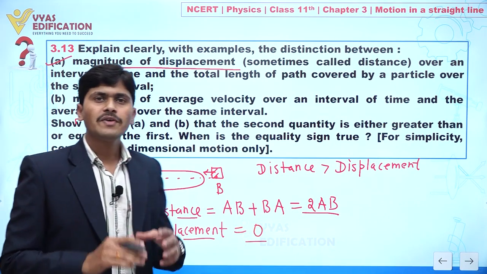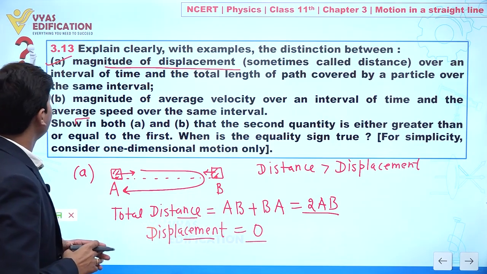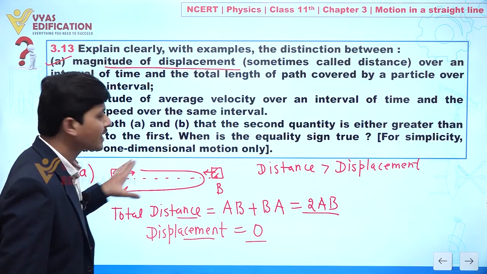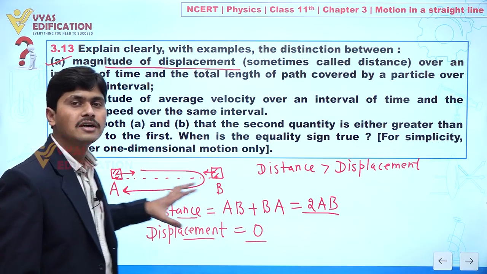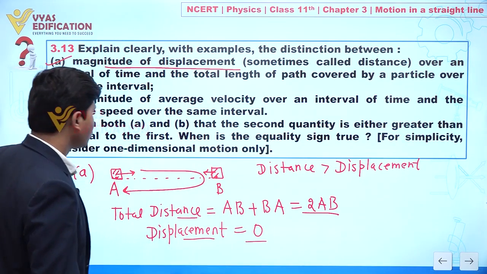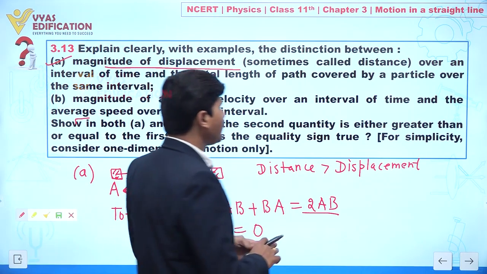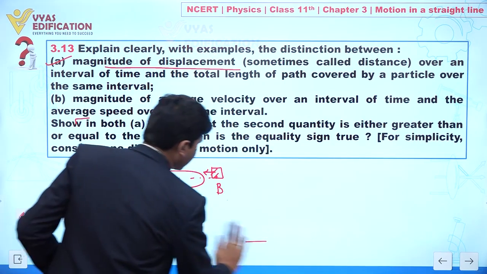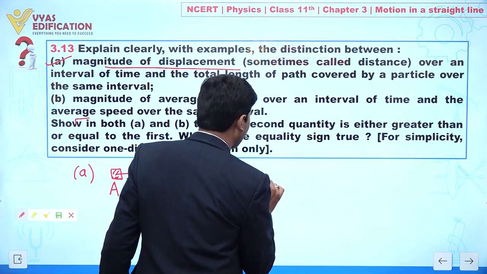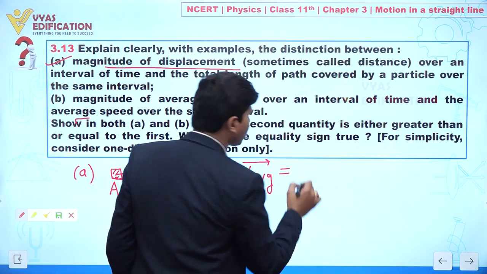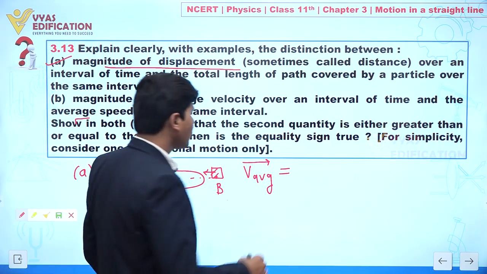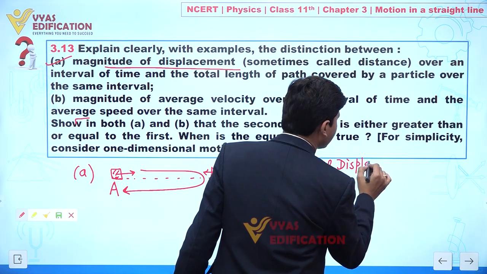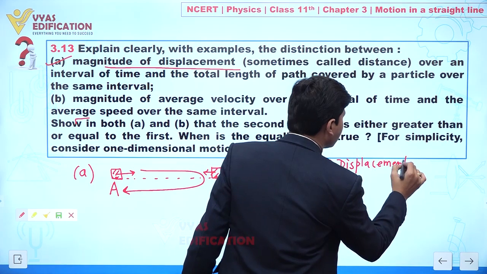Clear? Now if we talk about part number B, magnitude of average velocity over an interval of time. Let's suppose the particle is again coming to its original position after time t. Clear? So if we find average velocity, we can write like this: V average velocity is equal to what? Total displacement upon total time. Total displacement over total time.